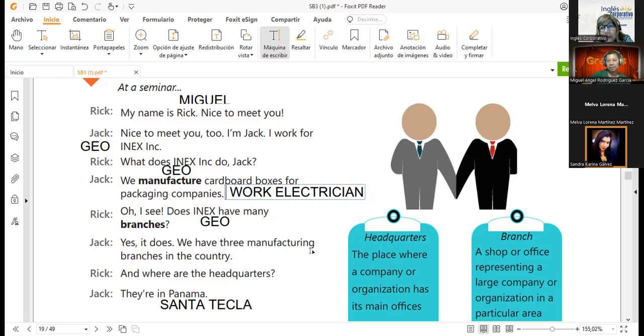Manufacture es manufacturar, hacer cosas. Eso no, en ninguno de los dos iban a ocupar eso. O sea, la actividad no quedó bien en ambos. Vaya, y alcaldía, you say city hall. City hall. Úsenme por favor el Google. Úsenme el Google bastante para poder averiguar términos que no manejamos. Ok. Thank you.